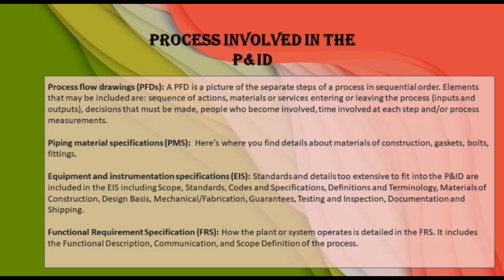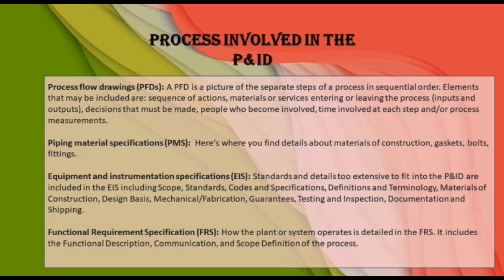Elements that may be included are sequence of actions, material or service entering or leaving the process, inputs or outputs, decisions, people who will become involved, time involved at each step, and or process measurements. Okay, second, piping material specification, where you find details about material of construction, gaskets, bolts and fittings.